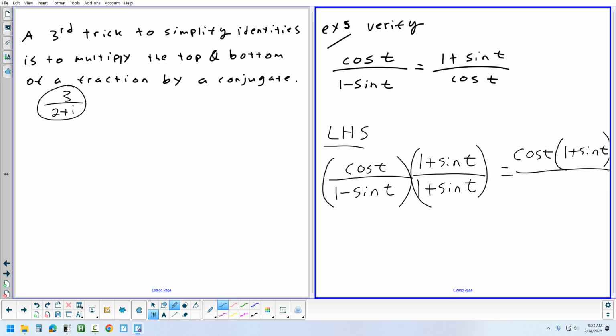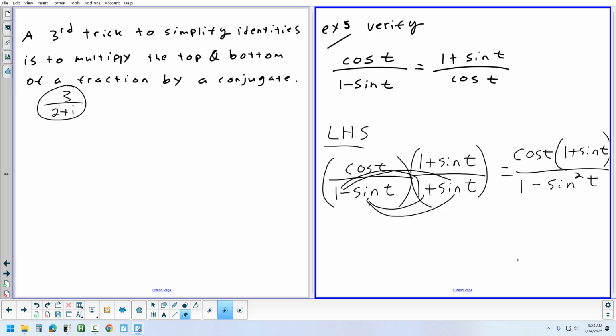So 1 times 1 gives me 1. How about 1 times sine? Sine. How about 1 times negative sine? Negative sine. Okay, so those cancel out. Positive sine, negative sine. What's negative sine times positive sine? Negative sine squared.